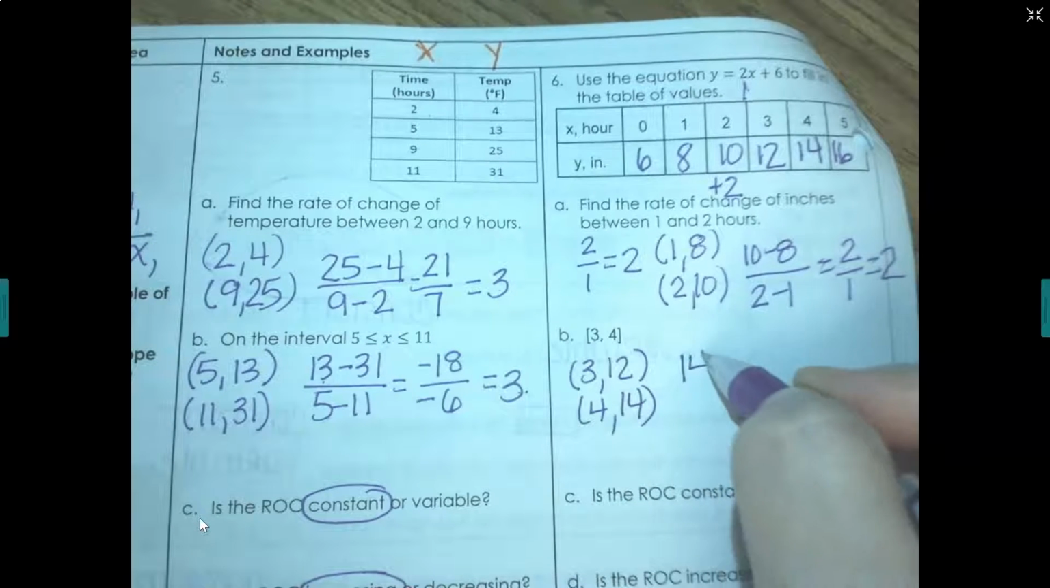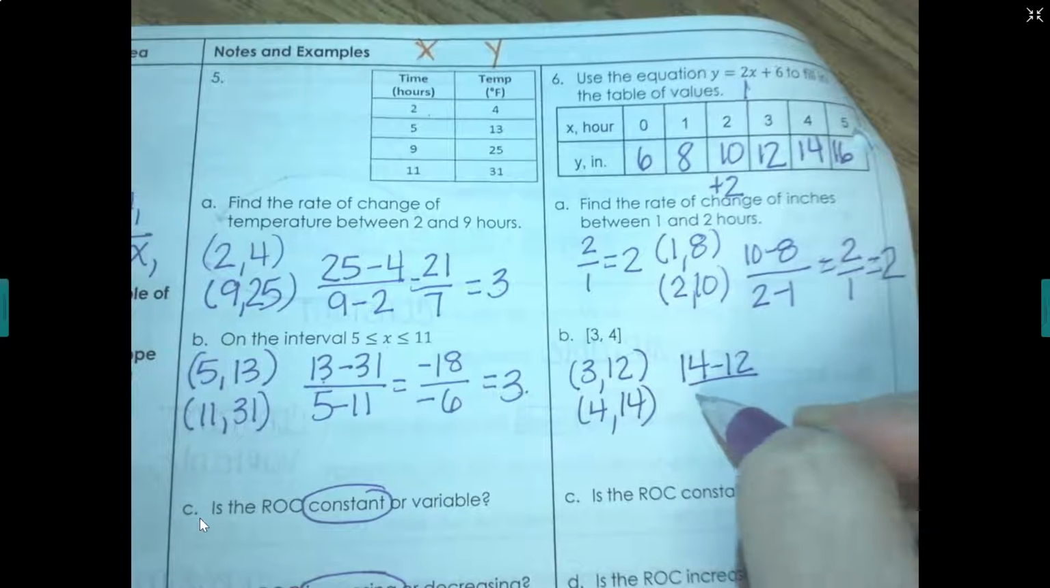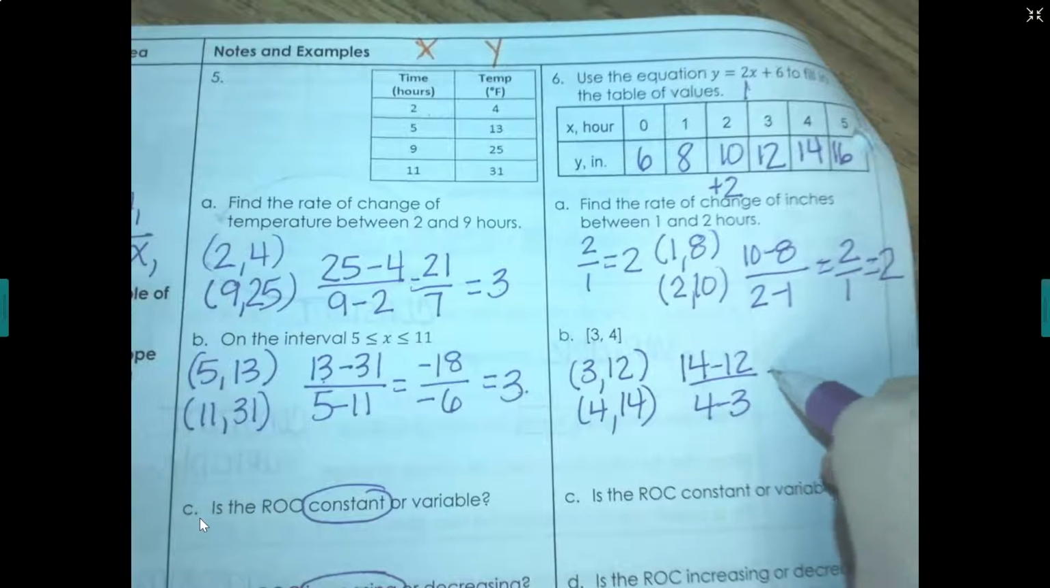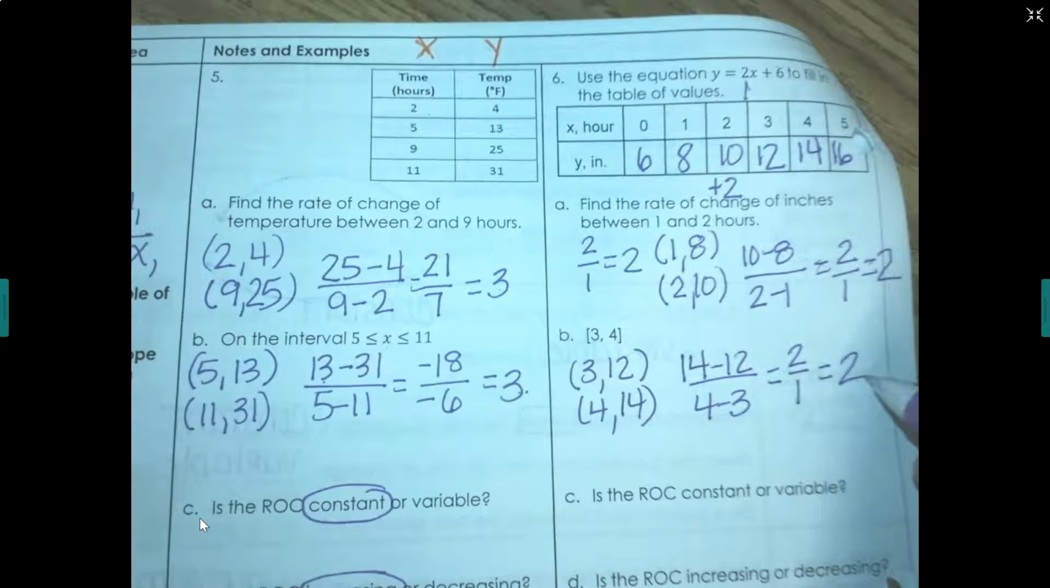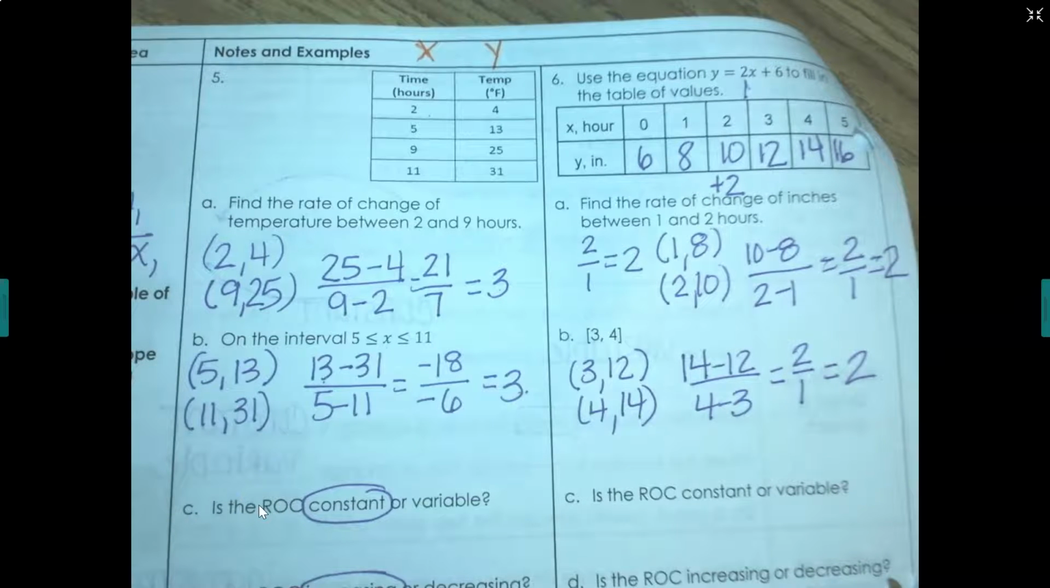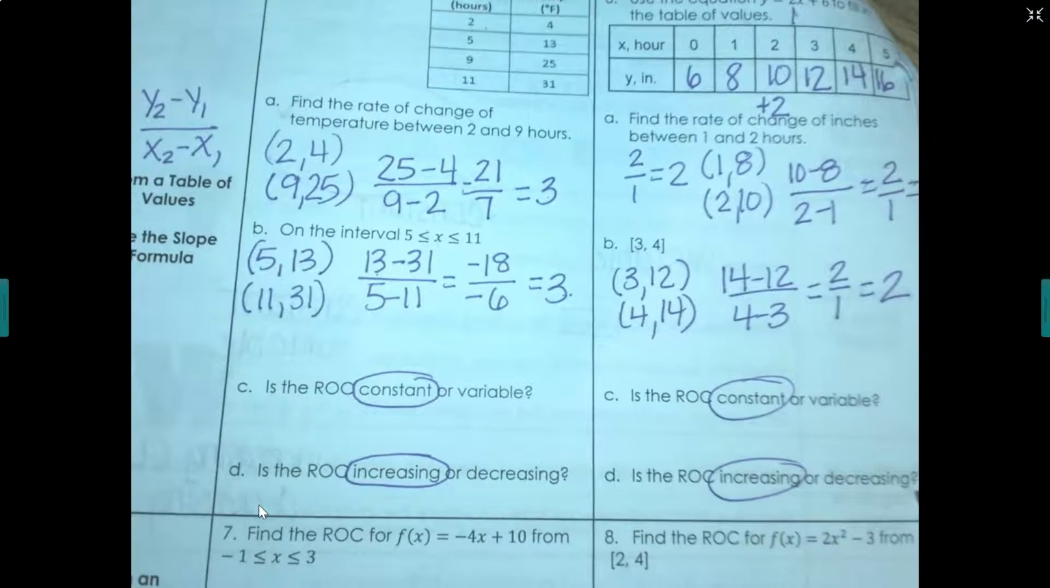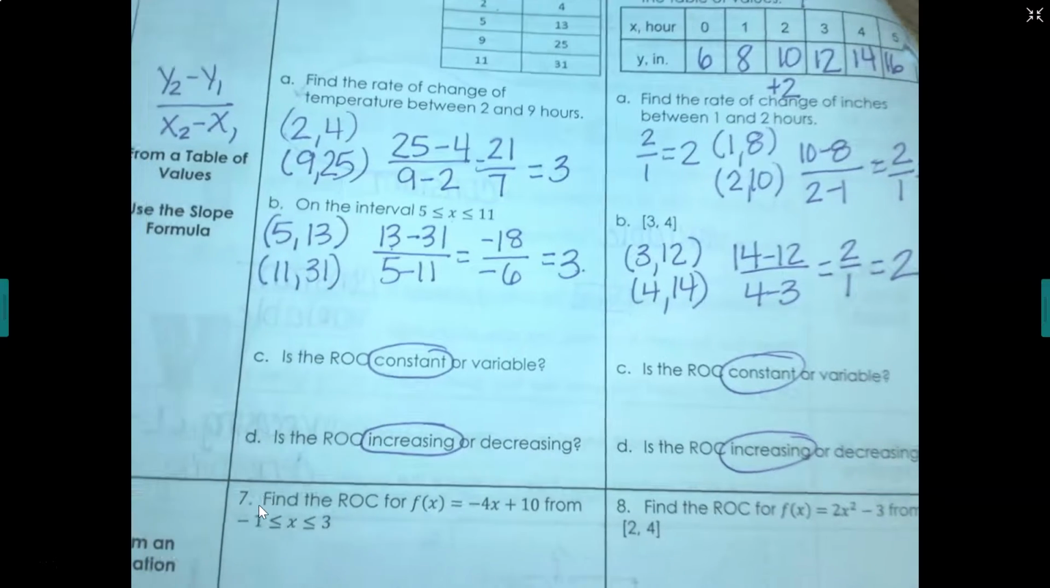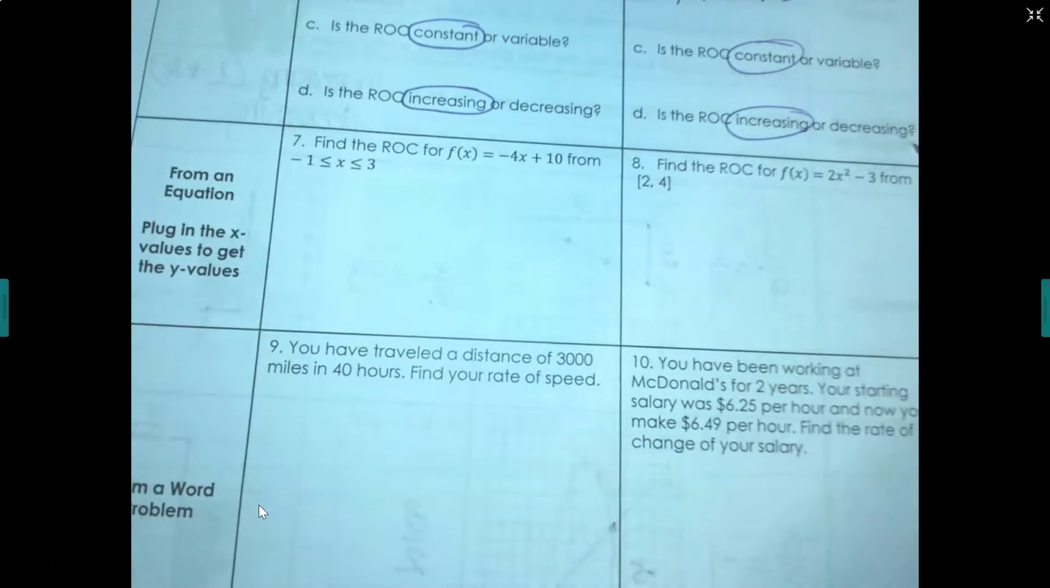And we have (y2 - y1) divided by (x2 - x1) equals 2 divided by 1, which is 2. Further proof that this is indeed a line, so it's constant, and it's a positive number, so it's increasing. All right, we're going to do a very similar thing, but without the table of values for the next two. I have an equation just like I had previously, and I tell you the two x values.